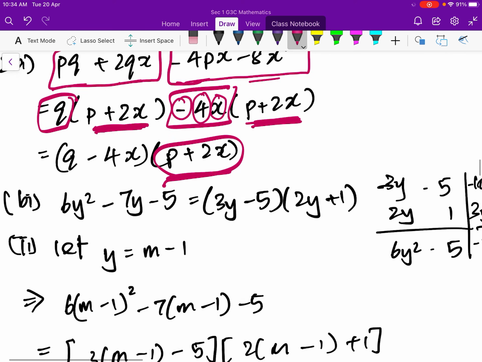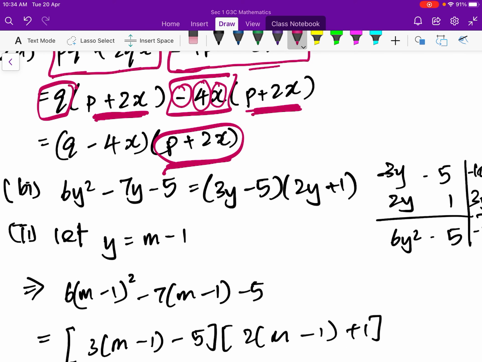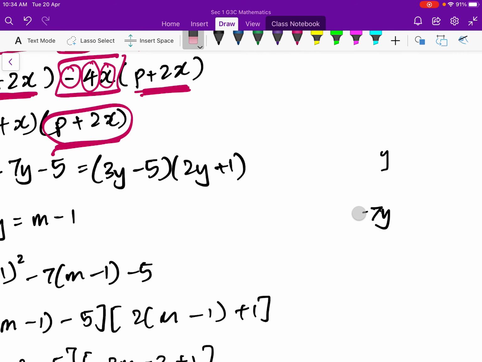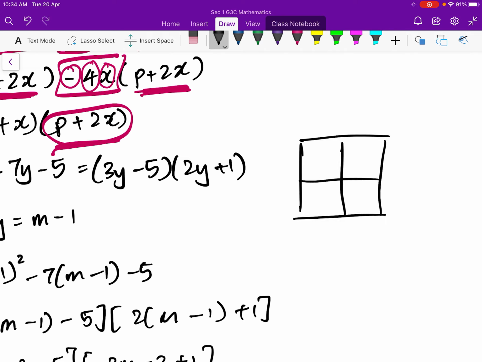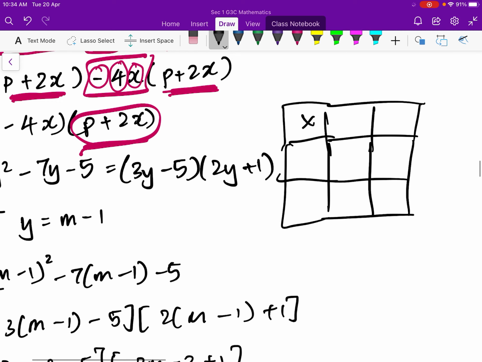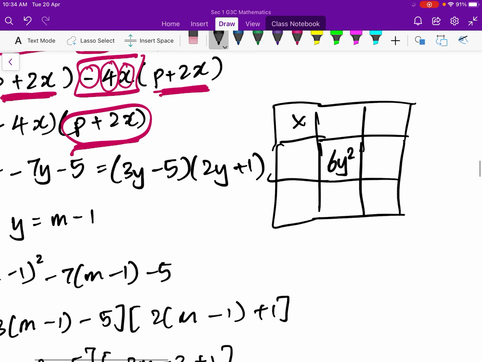In part B, now part B, when you are supposed to factorize this 6y squared minus 7y minus 5, 3 terms only, so with 3 terms, you use the box method over here. So I think I drew nine boxes, is it? Multiply. Okay, we require a 6y squared, and we need a negative 5 on this side.